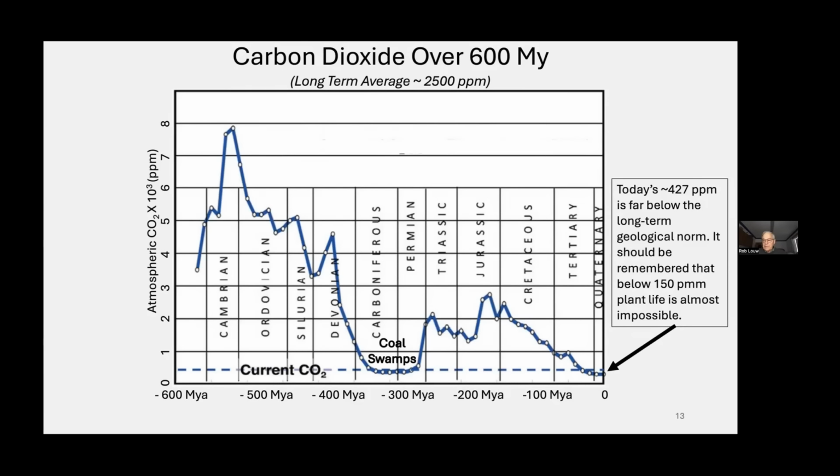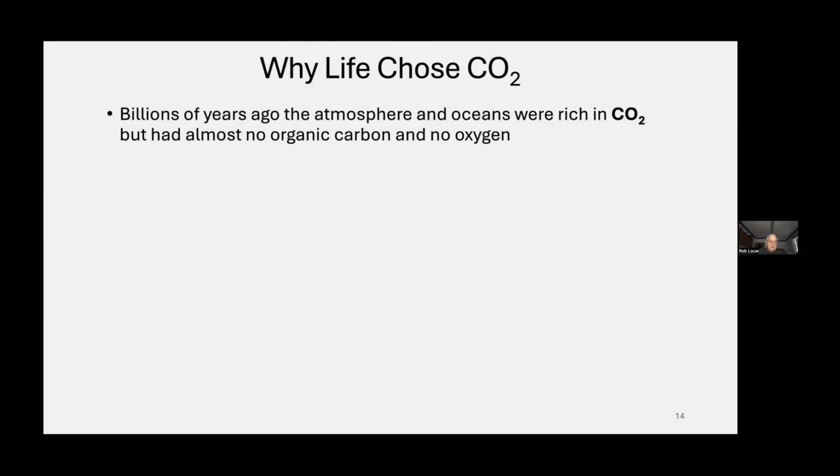But at today's 427 parts per million, we are far below the long-term geological norm, which is about 2,500 parts per million. So we have a long way to go to get back to the geological average. But it should be remembered once again that below 150 ppm, plant life is almost impossible. Okay, so I think that sets the scene, and we can move on to answering the question, why did life choose CO2?